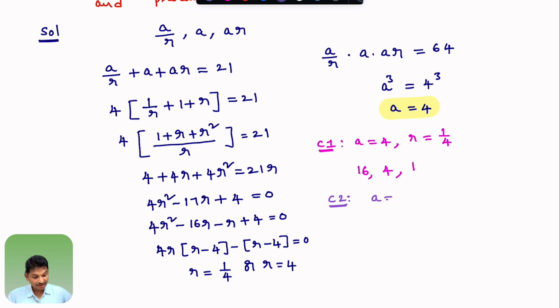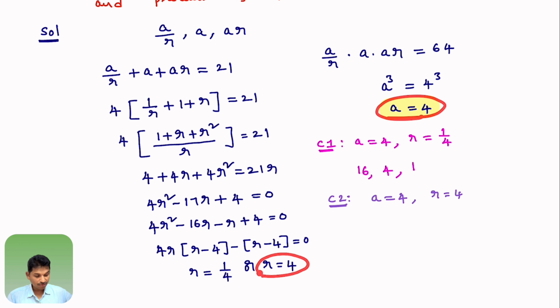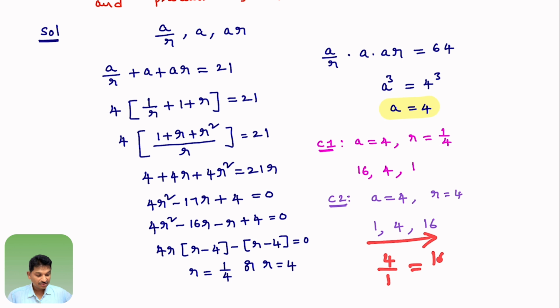In the second case, I'll take A value 4 and R value is also 4. You see here, A value is 4, R value is 4. Substitute these numbers in this. A by R, that is 1, A, that is 4, AR is 16. You can check here, they are in geometric progression. 16 by 4 equal to 4, and 4 by 1 equal to 4. Yes, common ratio is same. They are in geometric progression. You see their sum 21, their product 64.